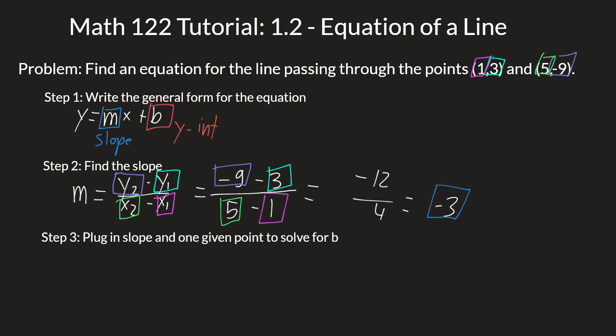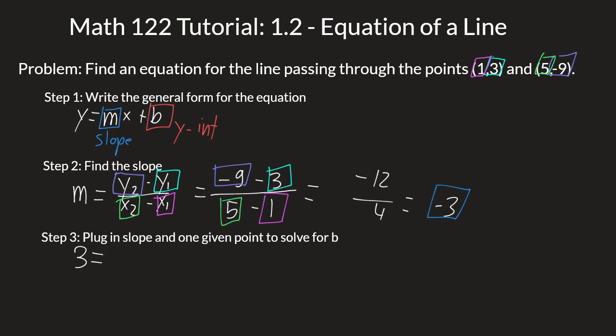So now that we found the slope, step 3 is going to be to plug this slope in. And then also we're going to plug in additionally one of our given points. So you can choose either this first point, (1, 3), or the second point, (5, -9). We're going to plug those into this equation here. And then our goal is going to be to solve for b. So let's do that. First off, we have to plug in y. I'm going to choose this first point, so we're going to get a 3 here.